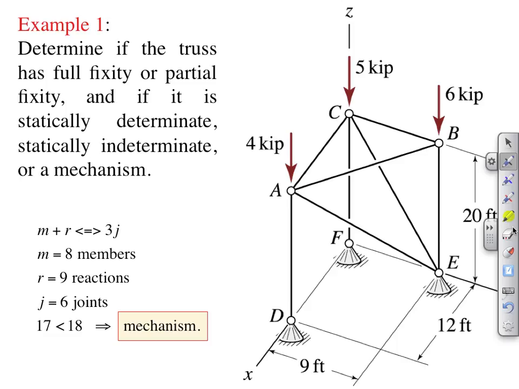At the end of section 6.2, we presented a rule of thumb involving the number of reaction components, number of joints, and number of members of a truss. This can be extended to space truss problems where we compare M plus R to 3J instead of 2J in 2D. In the present case, we have 8 members, 9 reaction components, 3 each for each of the ball and socket joint supports at D, E, and F, and 6 joints. In this case, M plus R is 17, less than 3J equals 18, and this suggests partial fixity or a mechanism.